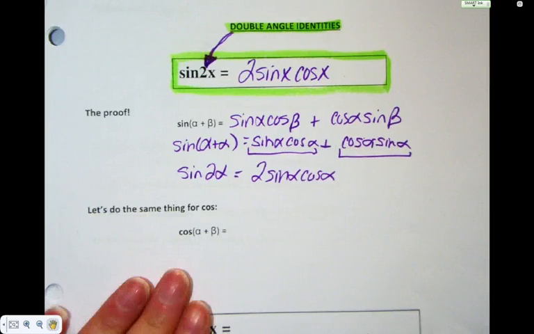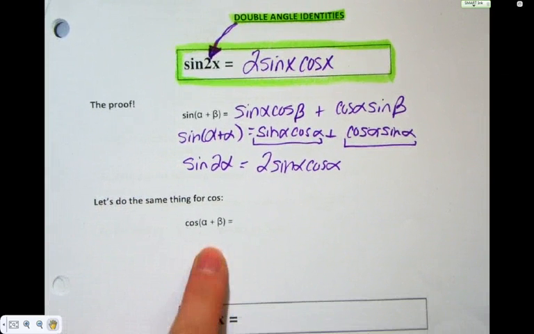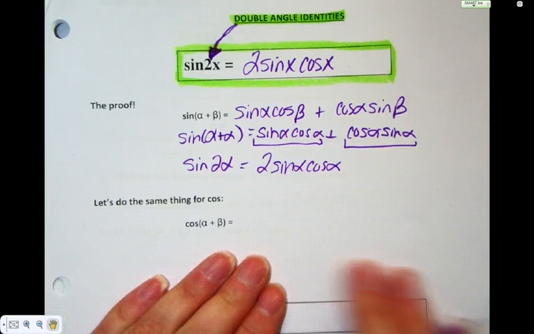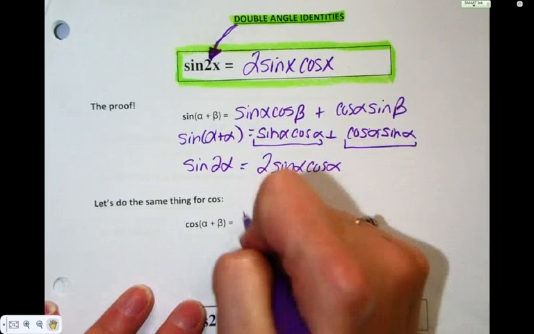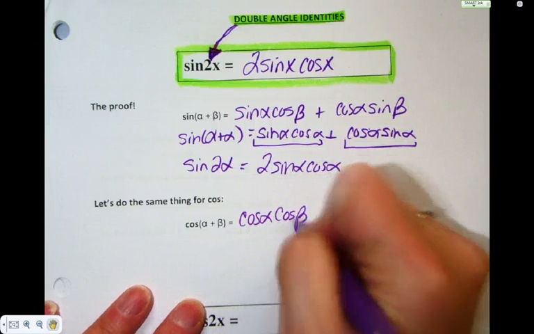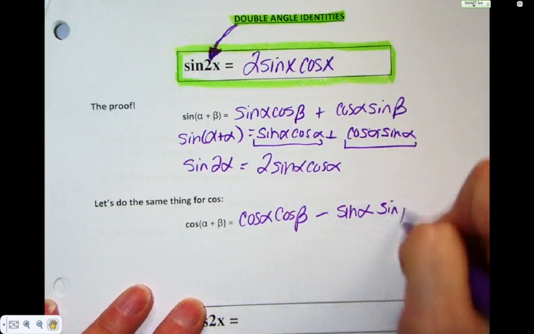Now we're going to do the exact same thing with cos. This time I'm going to start with the proof before we get down to the formula. So let's start with the cos alpha plus beta formula. Who remembers without looking down at their pink card? Cos alpha, cos beta, minus, got it. Sine alpha, sine beta.